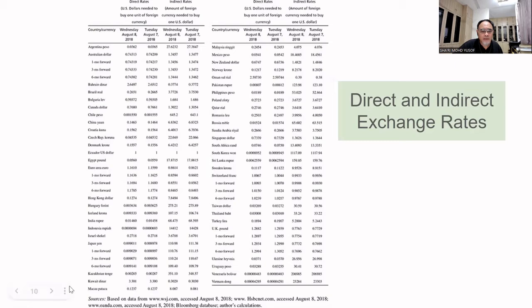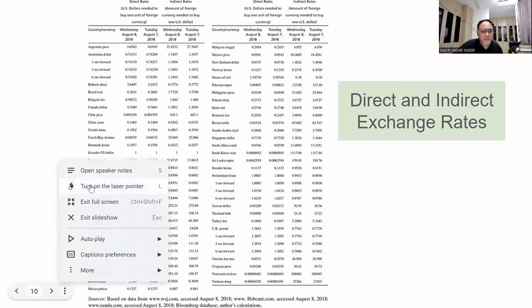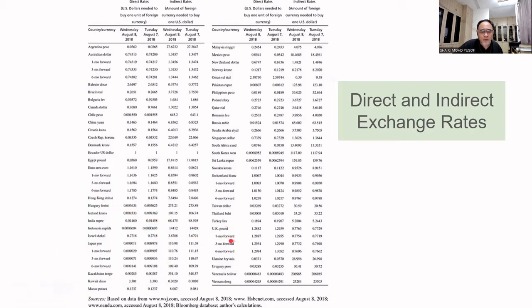Did you notice here, Japanese yen, there is 1 month forward, 3 month forward, 6 month forward. UK pound, 1 month forward, 3 months forward, 6 months forward. So these are future rates, forward prices. For example, UK pound is 1.2882, for 1 month 1.2897, for 3 months 1.2934. So it is expected to increase in value.